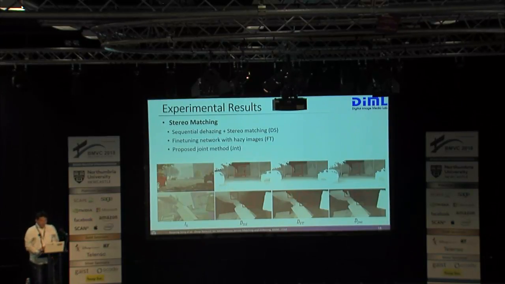Let's see our experimental results. Our main experiments are conducted on the SceneFlow dataset. And first, for the stereo matching, we compare our method with 2 naive solutions for stereo matching in the haze. Those 2 naive solutions are, first, applying dehazing and stereo matching sequentially, and second, fine-tuning the stereo matching network with hazy images. We can see that our joint network obtains the most accurate disparity.